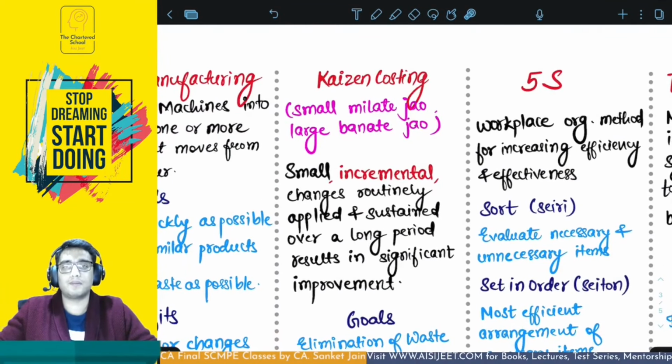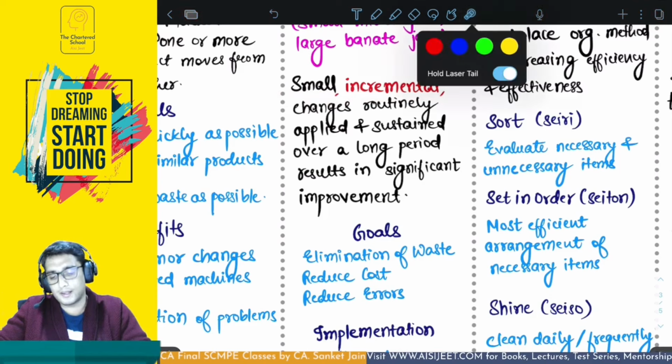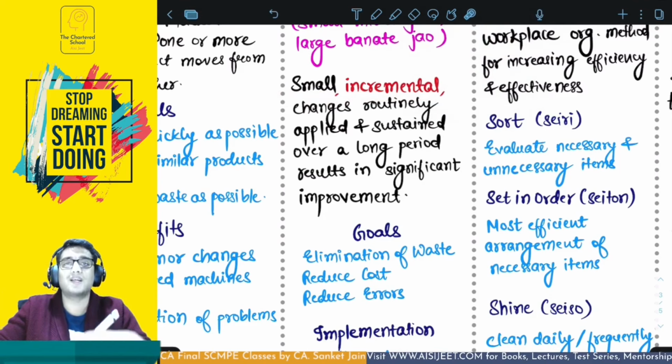Kaizen costing is simply telling you that just add a small bit and ultimately it will turn into a large one. So what you have to do is small incremental changes. Okay, focus on the word incremental because I've written that in red. So definitely it's very important. So you have to make small changes but incremental changes.